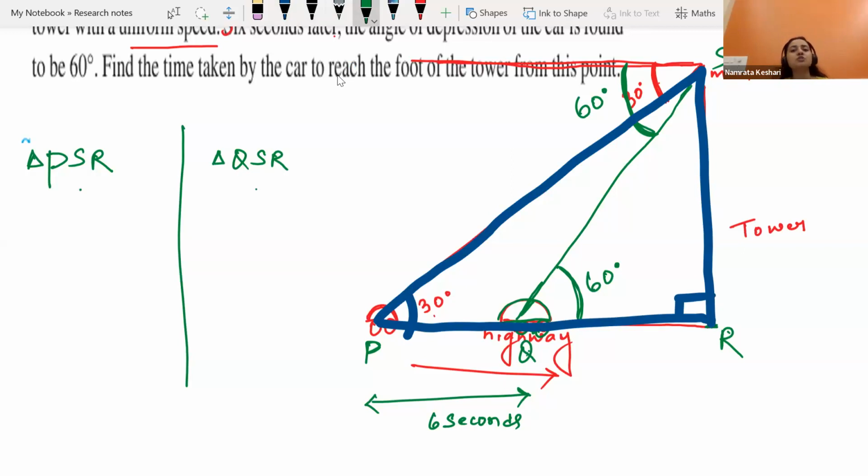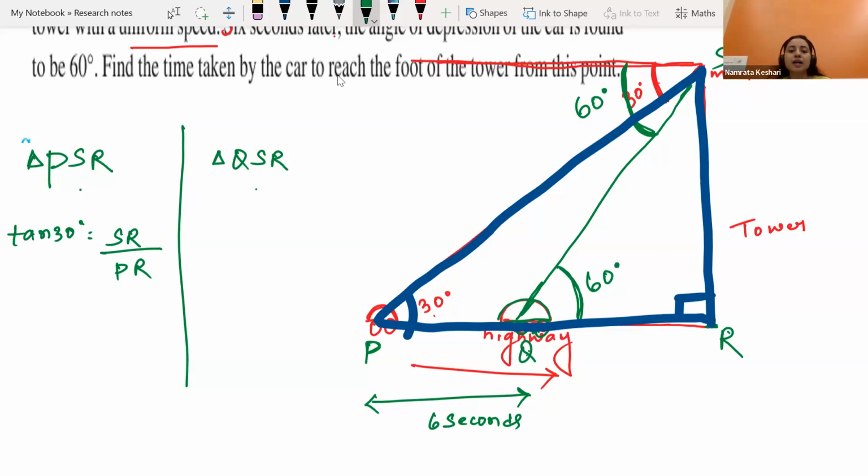Now your question must be, then why are we using the height? Because it is common in both the triangles. When we use this common side which is present in both the triangles, we'll be able to solve our equation easily. That's why again tan 30 degree is equals to SR over PR. Any confusion so far? No.